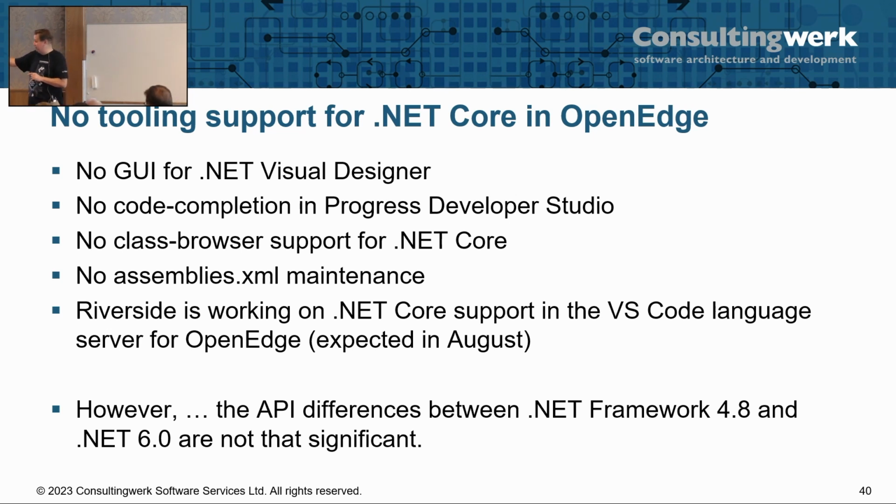The good thing is the differences for us as a programmer when we write code between .NET Framework 4.8 and .NET Core 6.0 are very marginal. Most of the code will just work. So we can use 4.8 to develop with all the support implemented over the last 15, 16 years with .NET Framework 4.8 and execute or compile and execute it on .NET 6.